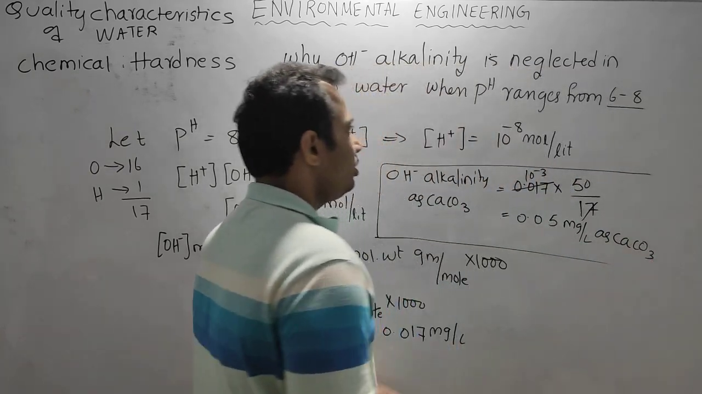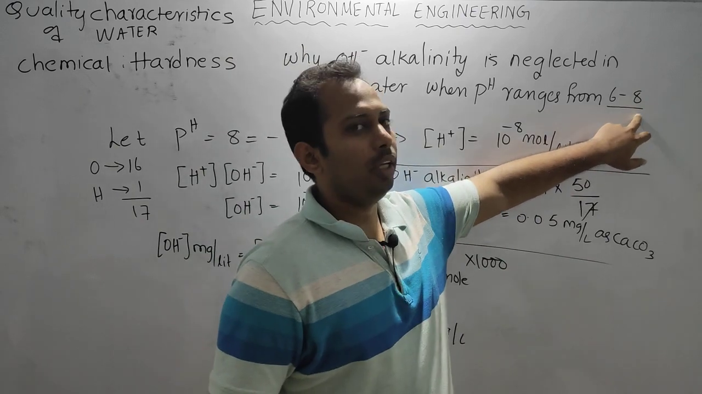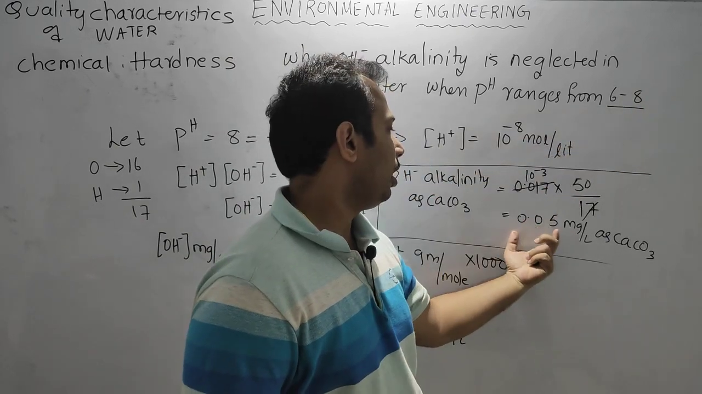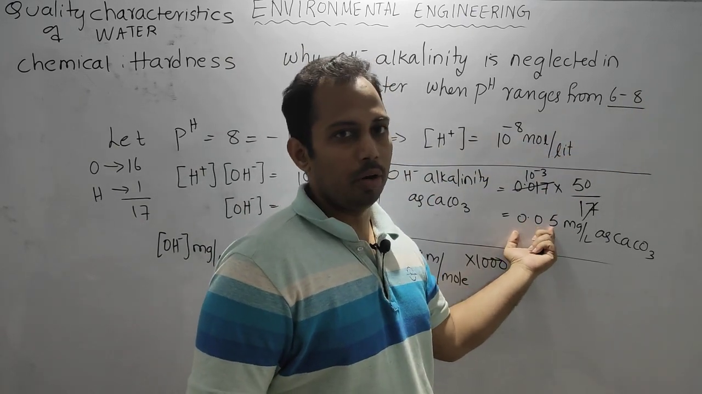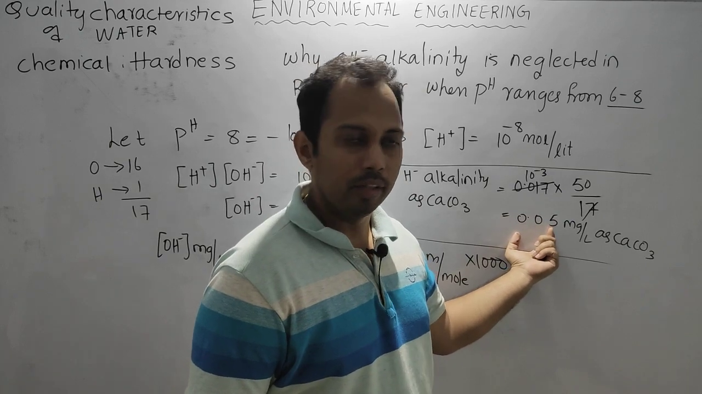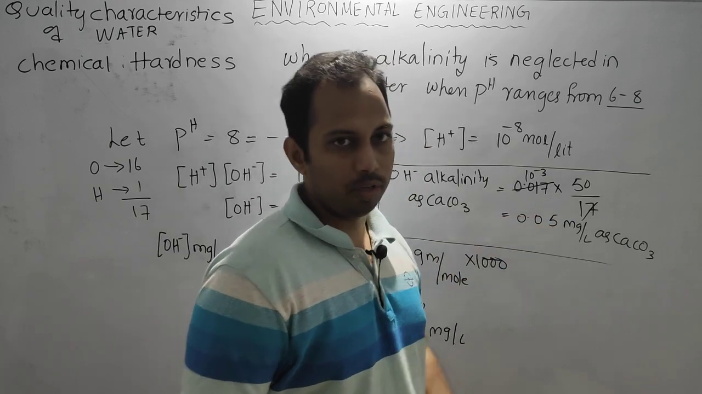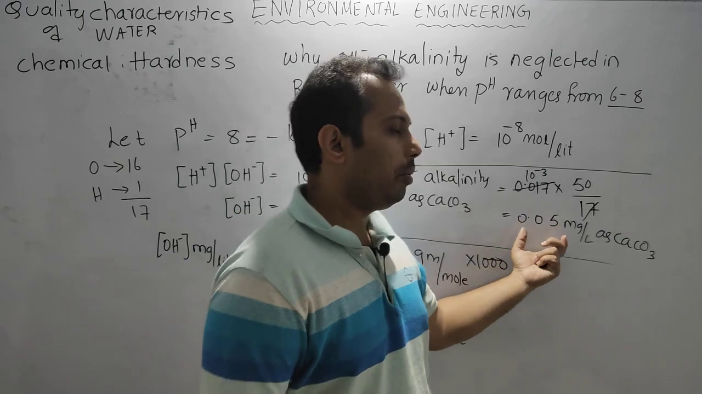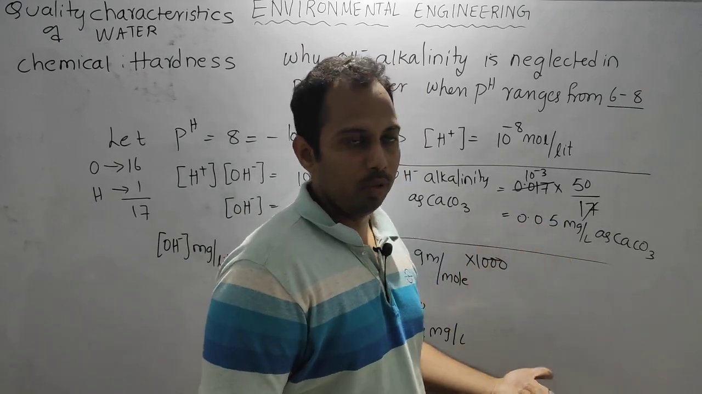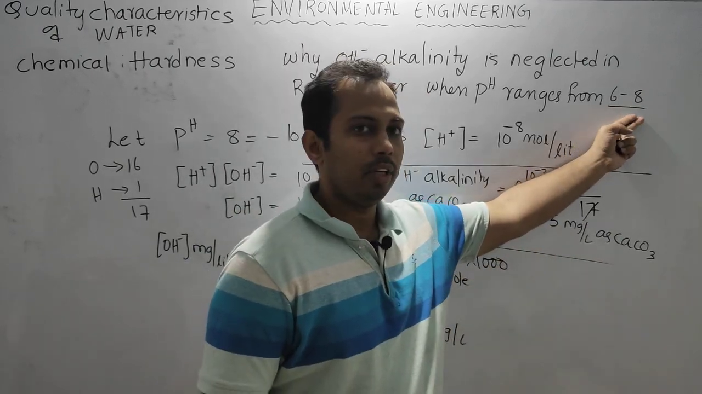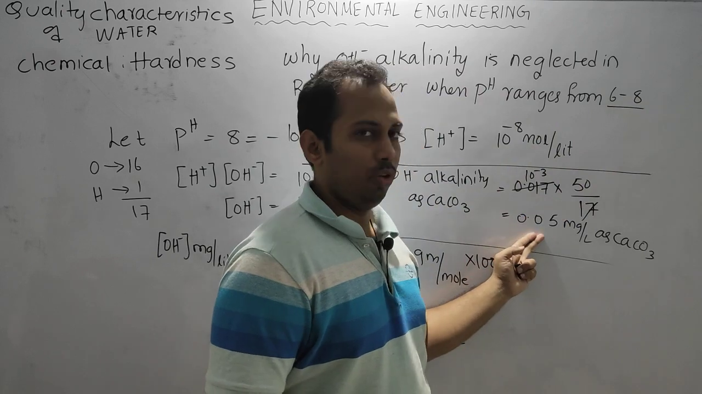So when pH is 8, this is the concentration of OH minus alkalinity. Can we neglect this or not? Is 0.05 a considerable value? No. So when pH is 8, it is 0.05.